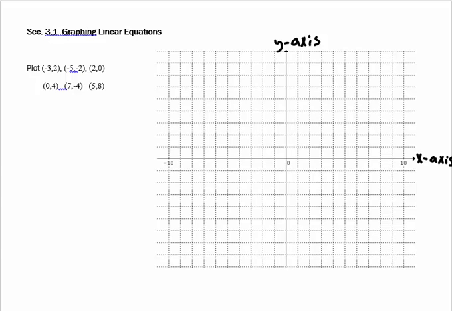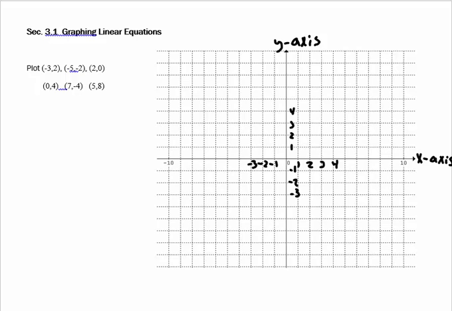Looking at the x-axis, to the right of 0 are your positive numbers, 1, 2, 3, and so forth. To the left, you're going to get your negatives, -1, -2, -3, and so forth. On the y-axis, your numbers that are positive are above 0, so 1, 2, 3, 4. And the negatives are below, so -1, -2, -3, and so forth.